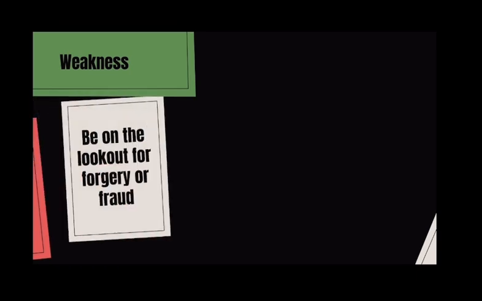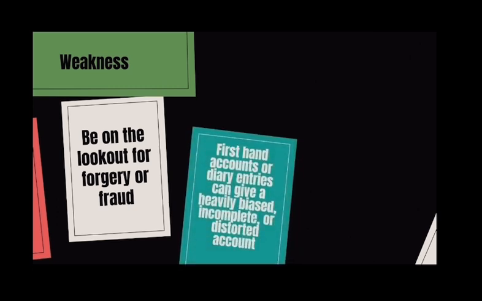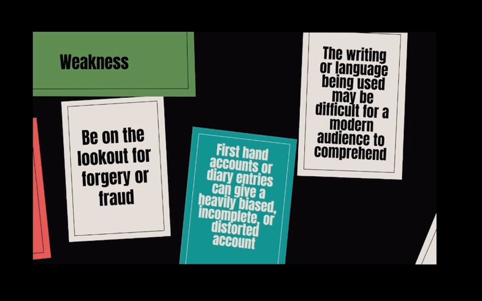Primary sources are not without their weaknesses. Historians and students learning history have to be on the lookout for forgery or fraud. In addition, some primary sources, like first-hand accounts or diary entries, can give a heavily biased, incomplete, or distorted account that differs from what actually happened. Not to mention, depending on the historical period being studied, the actual writing or language being used may be difficult for a modern audience to comprehend.